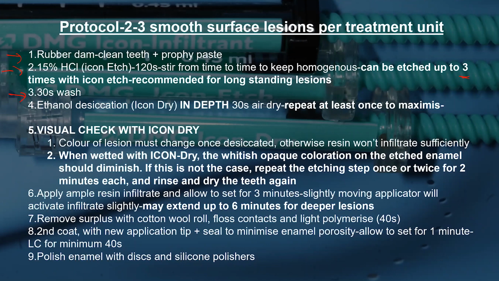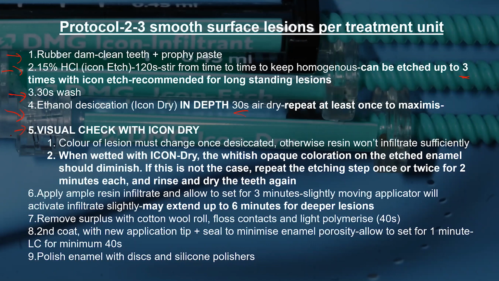In terms of what you do after that, you go on to the ethanol. This is the Icon Dry, and you put this into the depth, soak it, and then give a 30-second air dry. And repeat this at least once to maximize the drying effect, so the ethanol can really clear all the fluids inside the tooth. After this, you can do a visual check, and this is where you start to see if you've gotten the changes that you were looking for in terms of getting rid of the lesion. The color of the lesion must change once desiccated, and that gives you an idea that you're going to get some successful infiltration of your resin. If you don't get that color change, you need to continue your etches.